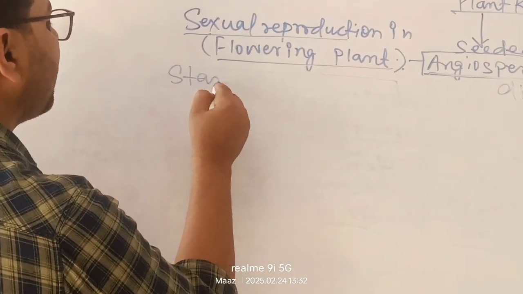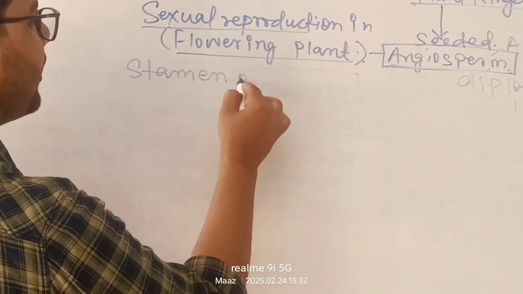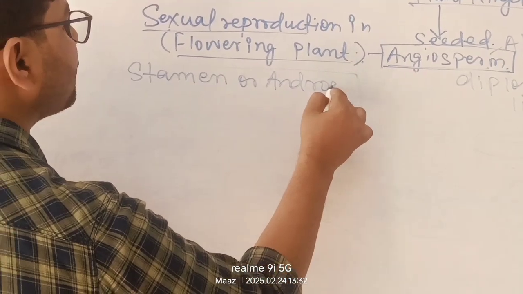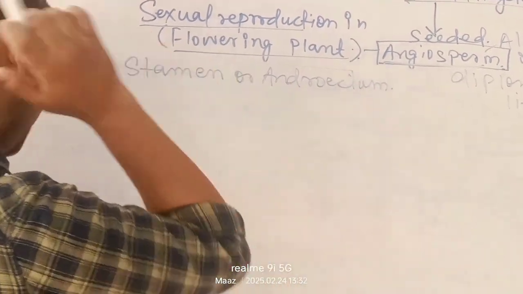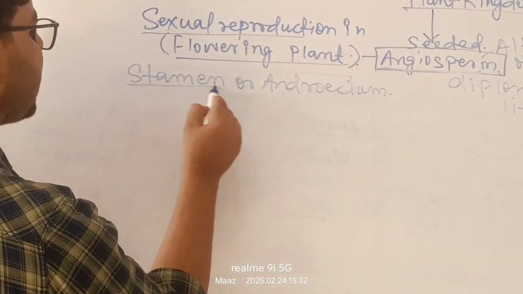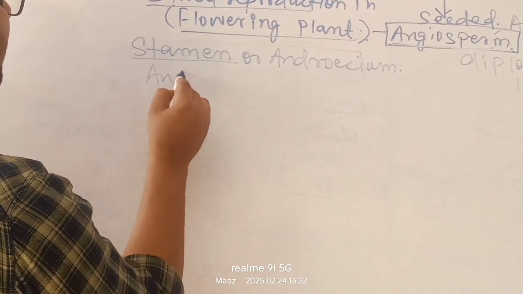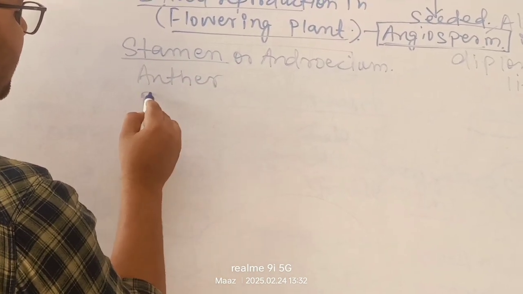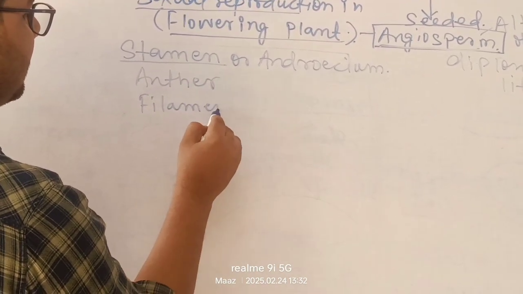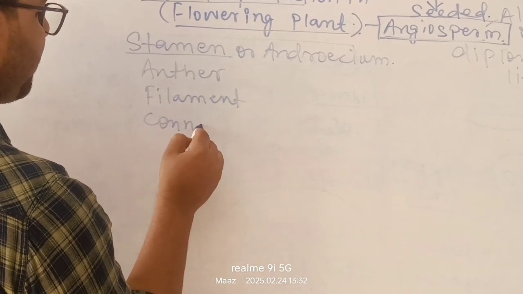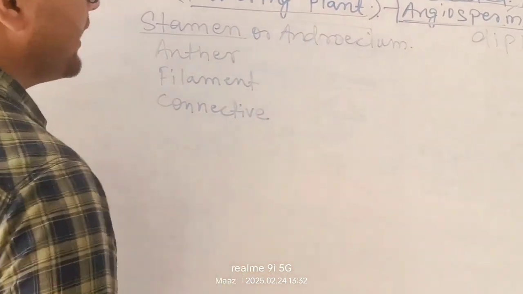In the stamen, or it is also called the group, it is called androecium. Stamen or androecium. Now the stamen has three parts: anther, filament, and connective. Anther, filament, and connective.